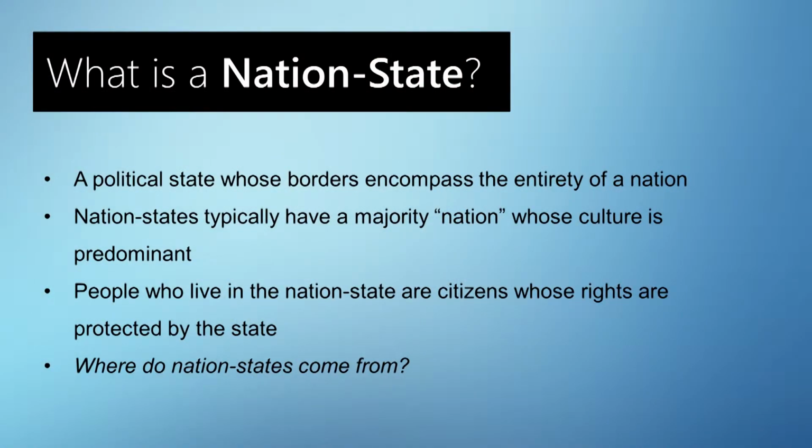Okay, so now we know what states are and we define what nations are. So let's put the term together. So a nation state is a political state that encompasses an entire nation. And typically the idea is that for every state there'll be a single nation living in it, a single cultural group of people. So people who live in these nation states, they're citizens and their rights are protected by the state. Of course, in our nation state, the United States, these rights can be found in the Bill of Rights at the beginning of the U.S. Constitution. So now that we know what nation states are, to go forward in the course, we have to think about where they come from.